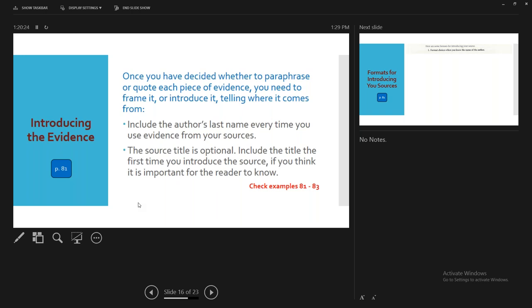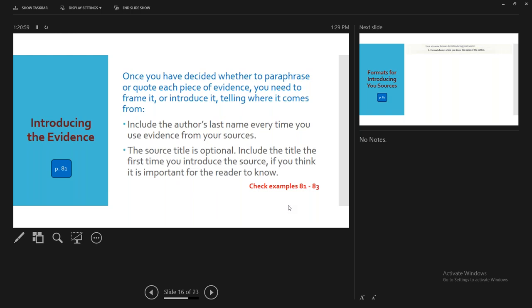You need to include the author's last name every time you use evidence from your sources, like what we've seen in the example there, Hopkins, the author's name, and the date of publishing that source. Okay, the source title is optional. Include the title the first time you introduce the source if you think it is important for the reader to know. So remember there we used Hopkins and then the date. If you don't have the date, you write n.d.